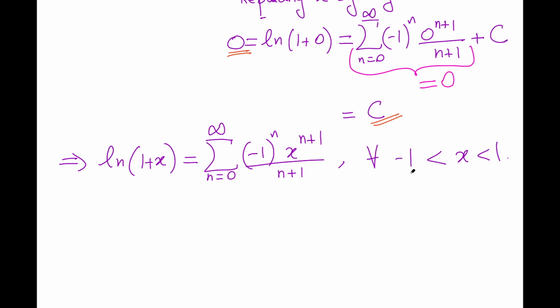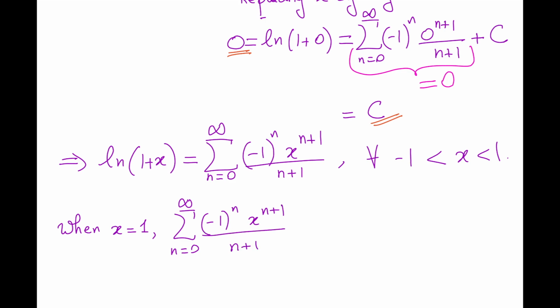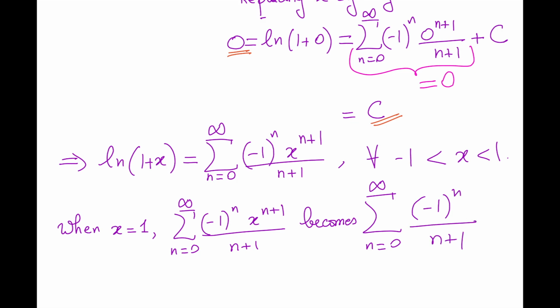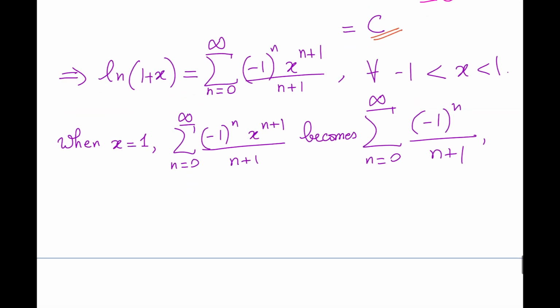Now for the endpoints, what happens? If you replace x by the upper bound 1, what do we get? We get negative 1 to the power n. Let me actually write it for you. So when x is equal to 1, this series becomes this. I'm replacing x by 1. And what do you know about this? This is an alternating harmonic series. This is convergent, right?